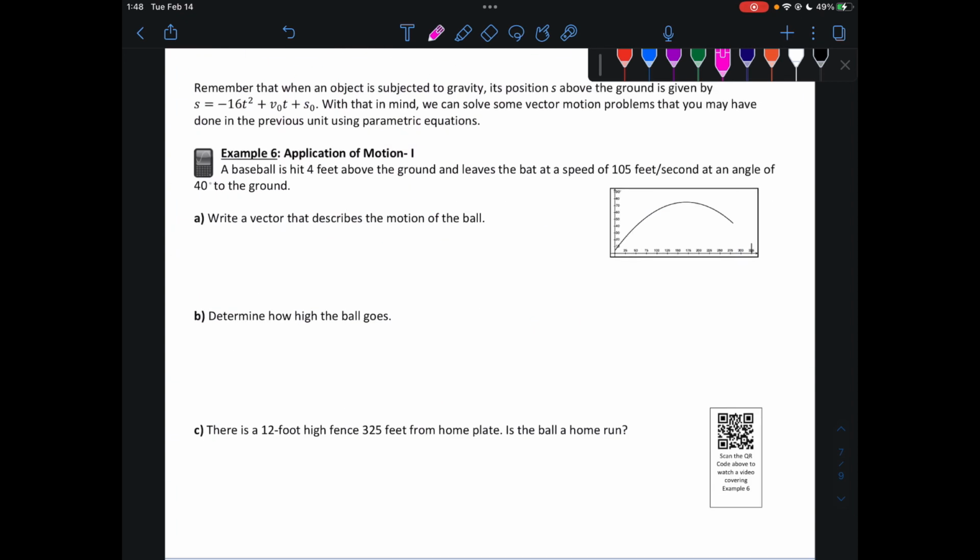All right, remember when an object is subjected to gravity, its position s above the ground is given by s equals -16t squared plus v sub 0 t plus s sub 0. That in mind, we can solve some vector motion problems you may have done in the previous unit using parametric equations. A baseball is hit 4 feet above the ground and leaves the bat at a speed of 105 feet per second at an angle of 40 degrees to the ground. Question A says to write a vector that describes the motion of the ball.